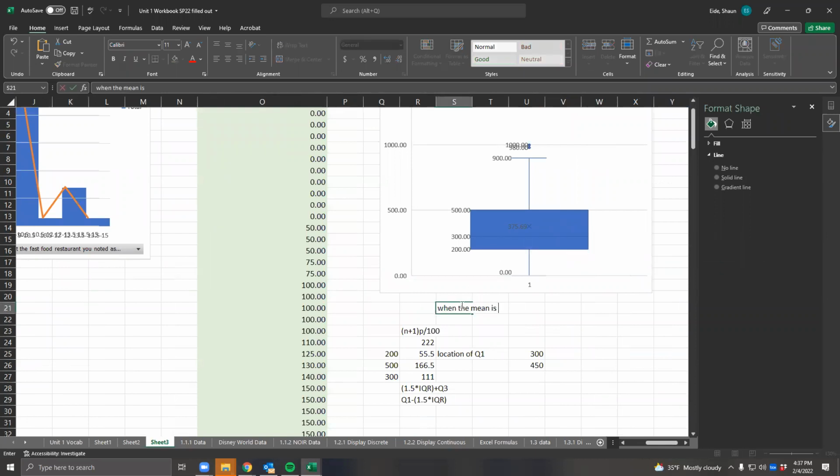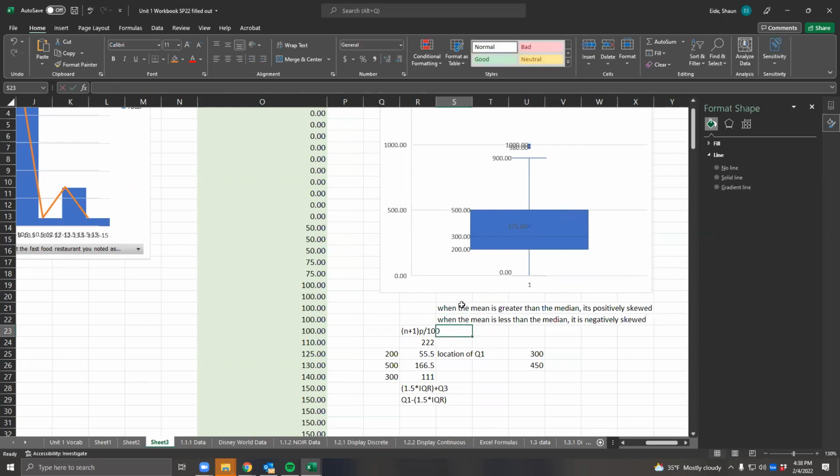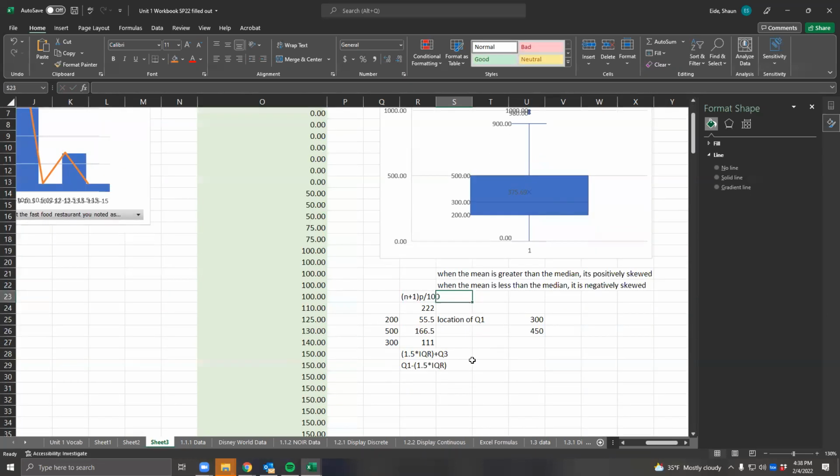When the mean is greater than the median, it's positively skewed. And also when the mean is less than the median, it is negatively skewed. Now, the degree to which it's skewed will vary, but this one right here is probably fairly positively skewed, not extremely, and the reason why it's positively skewed is because of all these outliers.